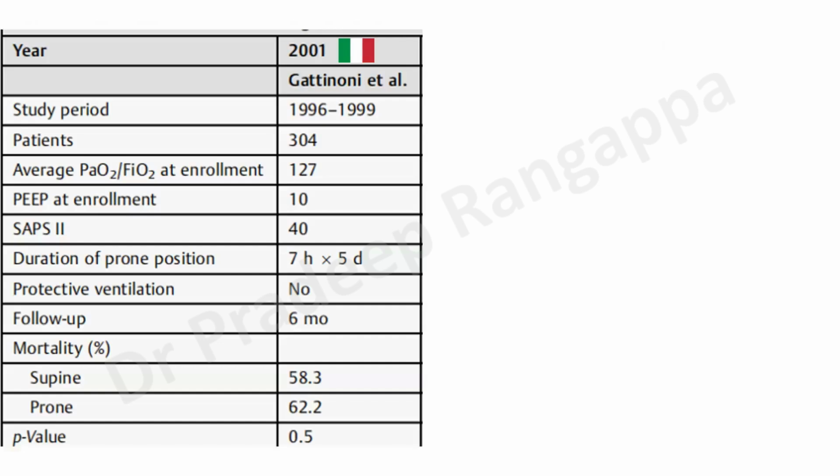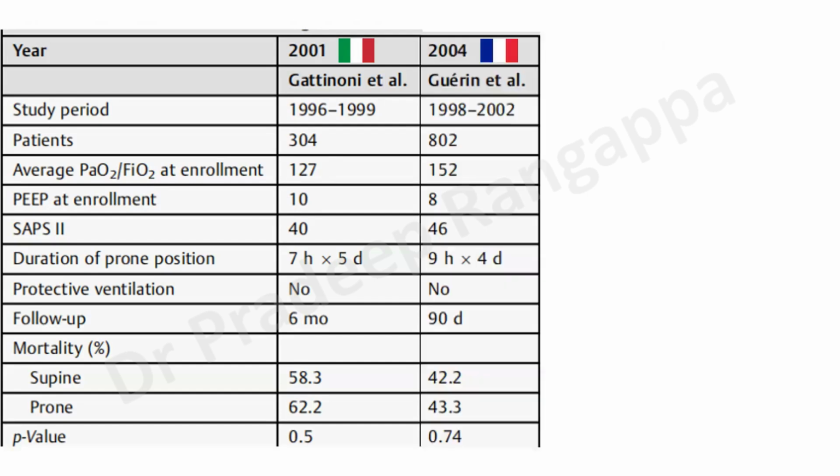The first study came way back in 1996 to 99 by Gattinoni from the Italian group. It was a big study, 304 patients. As you see, they proned only for 7 hours for 5 days, and they looked at mortality benefit. There was no mortality benefit. That's when we knew that gas exchange improves, but there was no mortality benefit. But please mind you that in 1996 to 99, protective lung ventilation was not used.